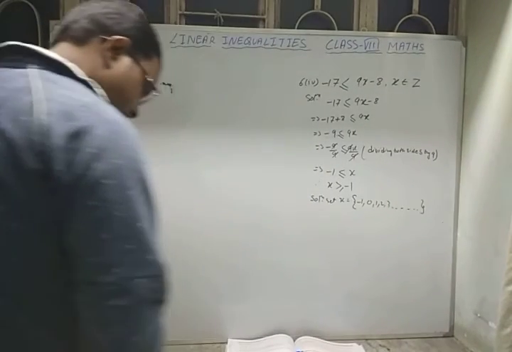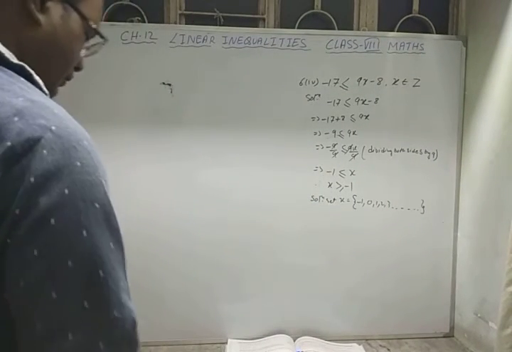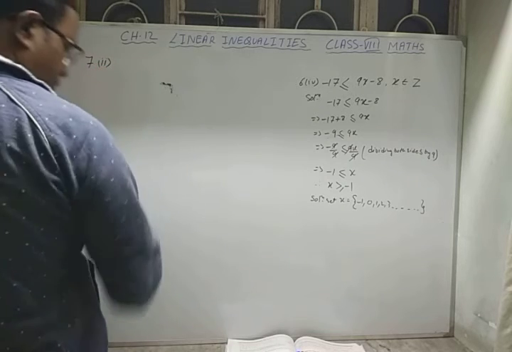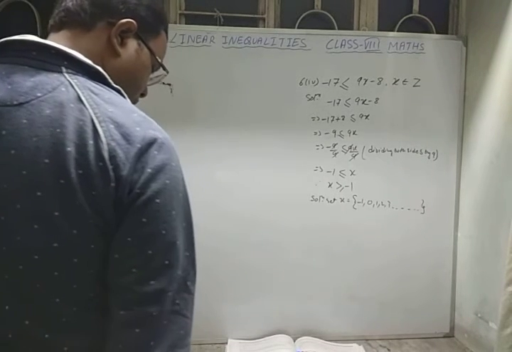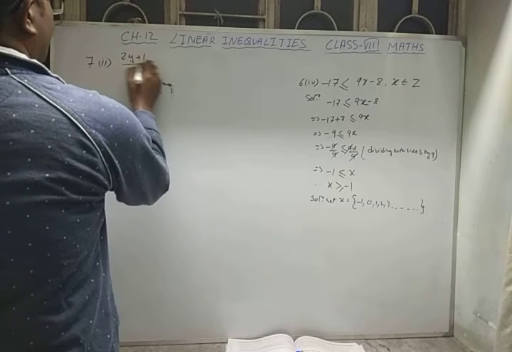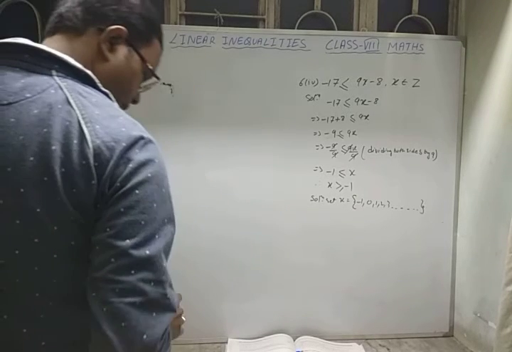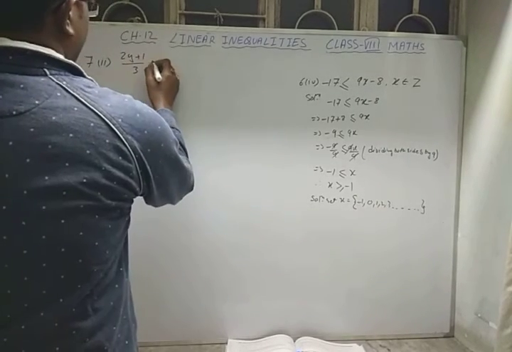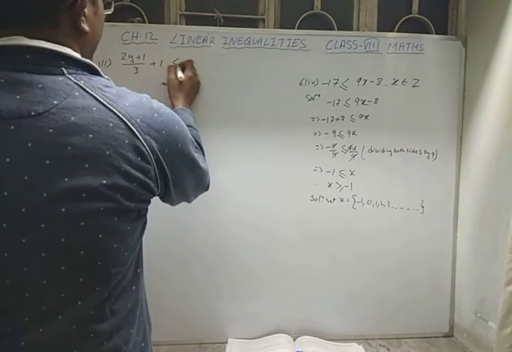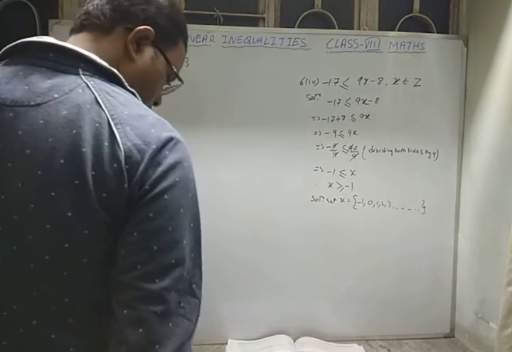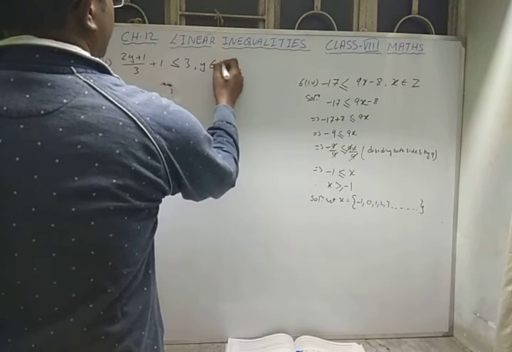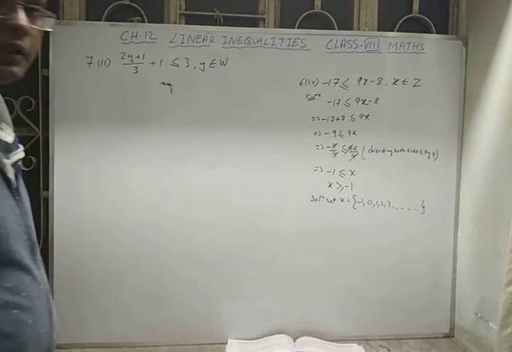Now question number 7, part 2, I will take. The equation is given: (2y + 1)/3 + 1 ≤ 3, where y belongs to whole numbers.